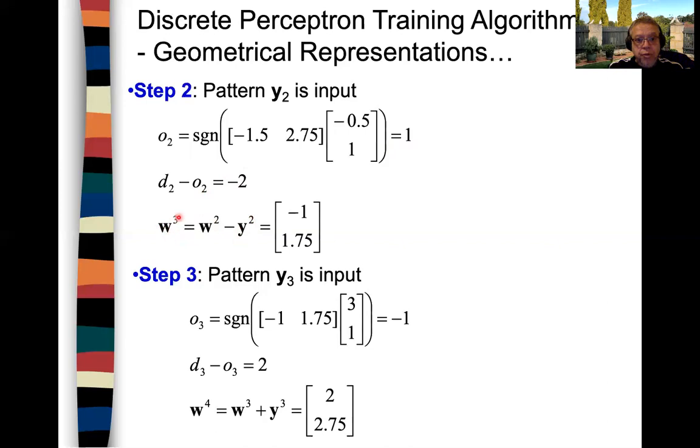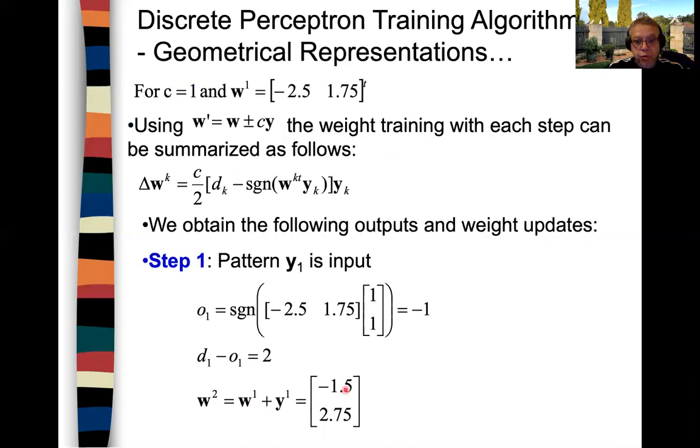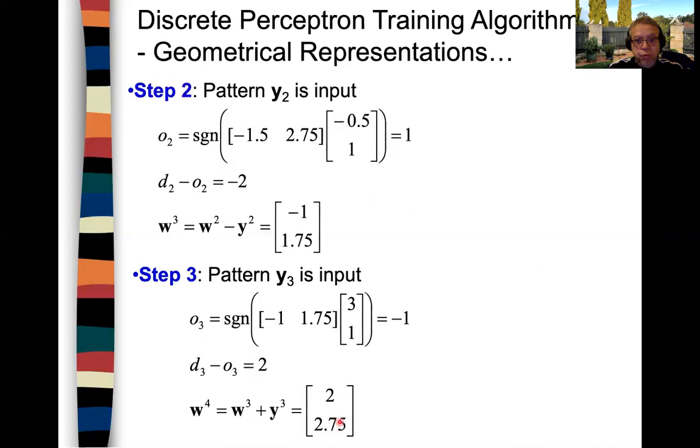So W3, the new weight, would be equal to W2, which is [-1.5, 2.75], minus Y2, which was [-0.5, 1]. And this is my W3. And I repeat the same operation for Y3, and I find that this is W4.